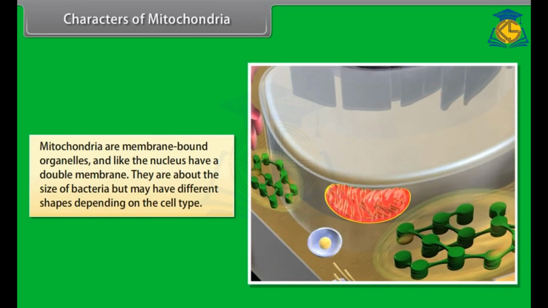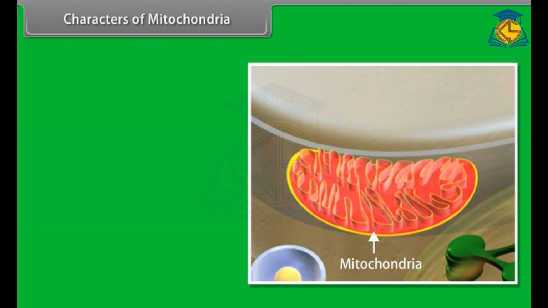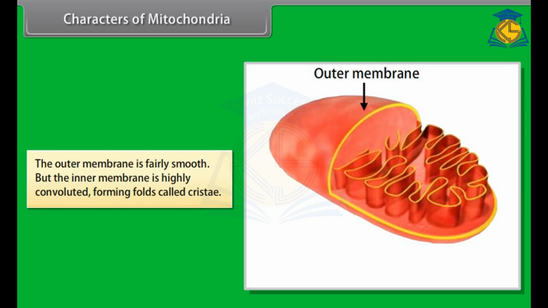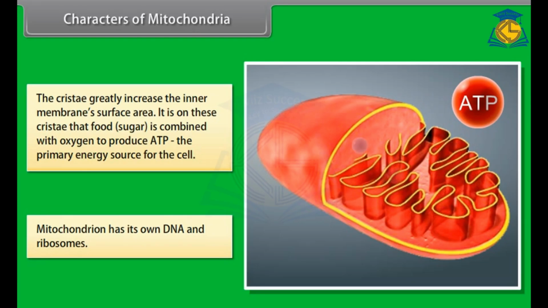Characters of mitochondria. Mitochondria are membrane-bound organelles and, like the nucleus, have a double membrane. They are about the size of bacteria but may have different shapes depending on the cell type. The outer membrane is fairly smooth, but the inner membrane is highly convoluted, forming folds called cristae. The cristae greatly increase the inner membrane's surface area. It is on these cristae that food, sugar is combined with oxygen to produce ATP, the primary energy source for the cell. Mitochondria has its own DNA and ribosomes.